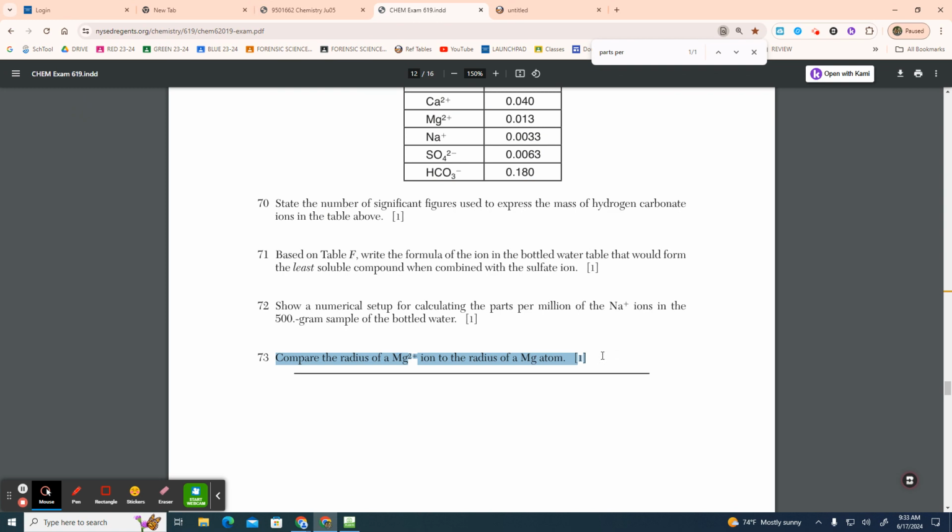Compare the radius of a magnesium ion to the radius of a magnesium atom. The magnesium atom is bigger because the magnesium ion lost 2 electrons. They didn't ask you why, they just said to compare them. But the magnesium 2+ lost 2 electrons. So it lost a shell. If it loses a shell, it is going to be smaller than the magnesium atom.